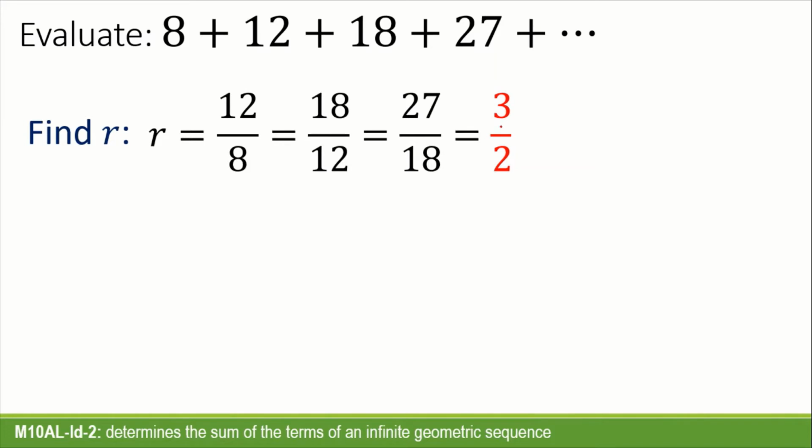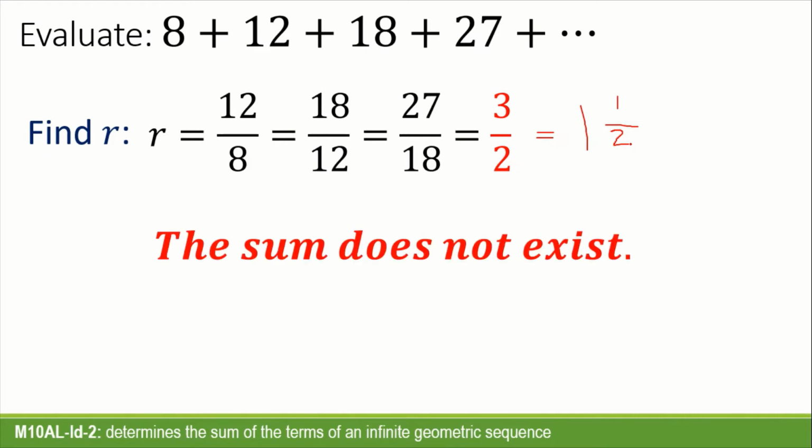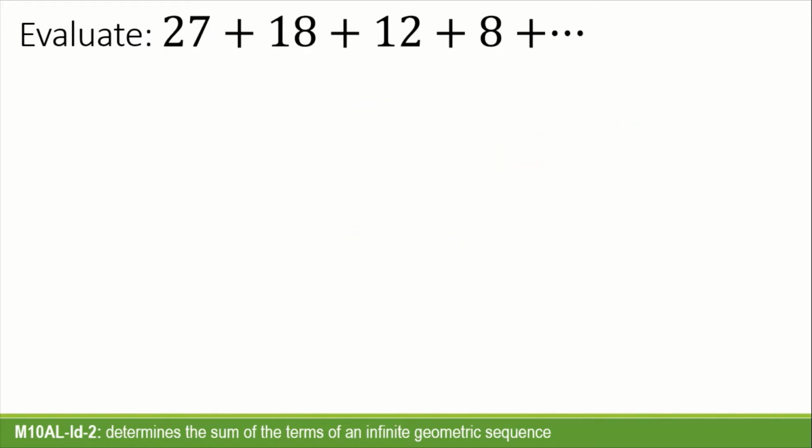Ngayon, ang 3/2 ba ay greater than -1 but less than 1? Ang 3/2 po ay equivalent to 1 and 1/2. And ang 1 and 1/2, syempre, sobra na siya ng 1. So, hindi natin pwedeng gamitin yung formula natin kanina. Kasi kailangan masatisfy niya yung condition natin sa common ratio. In this case, the sum does not exist. It is impossible for us to find the sum of the terms of the infinite geometric sequence, kaya the sum does not exist.